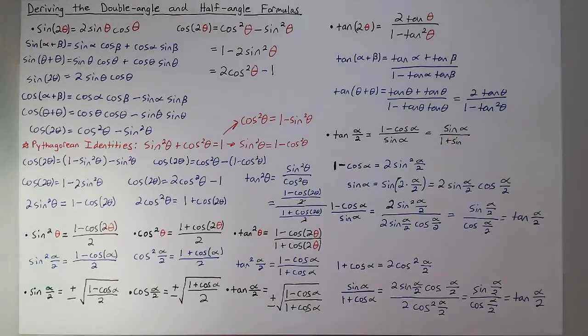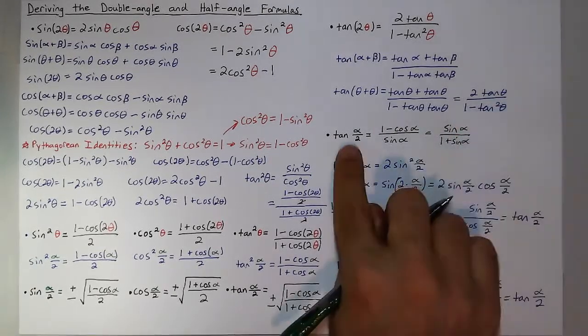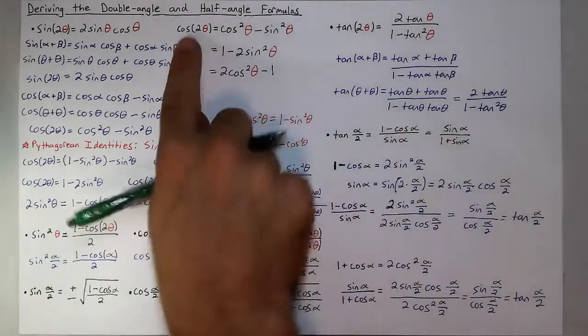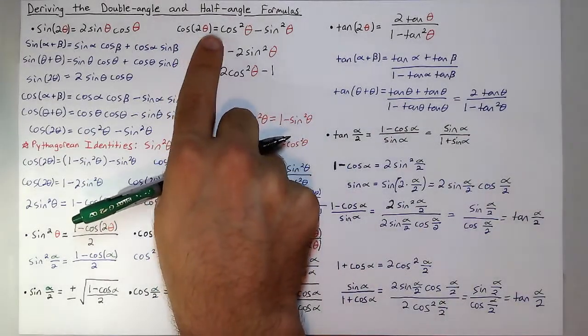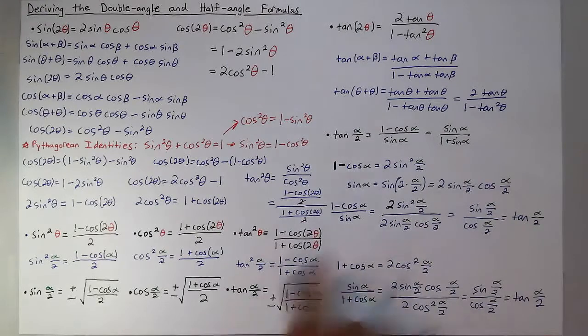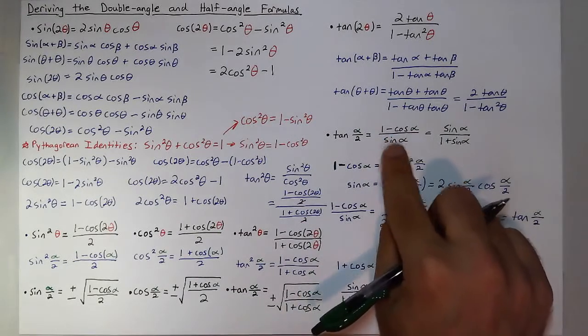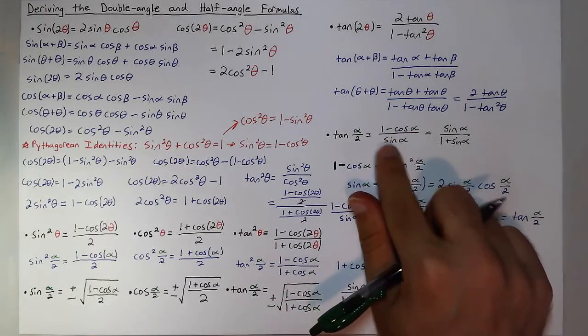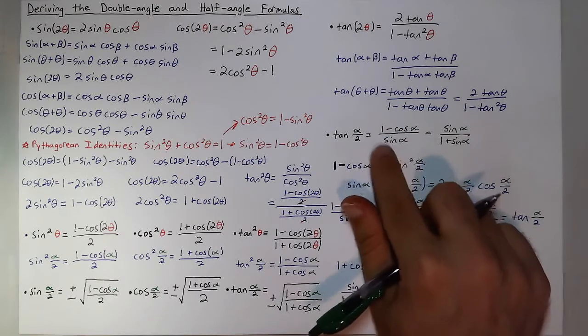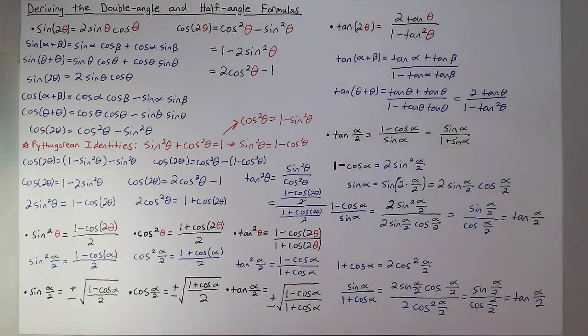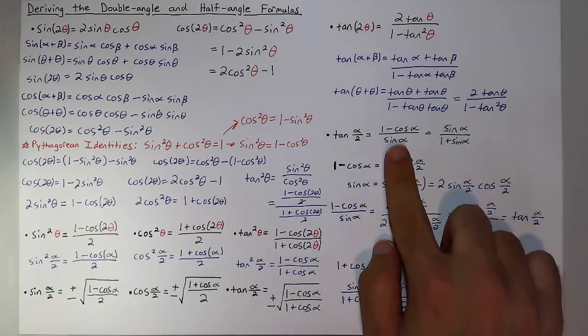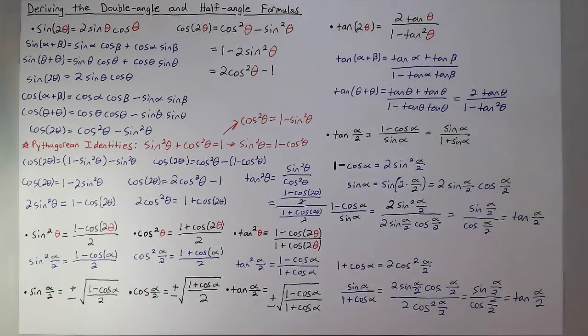Now we have 3 ways to write tangent of alpha over 2, just like we did for cosine of 2 theta. But the preferred one of these 3 would be the 1 minus cosine alpha over sine alpha, because it leaves just one factor in my denominator, which is usually the preferred way to write any expression, with a single factor in the denominator. And that is how you derive the double angle and half angle formulas.